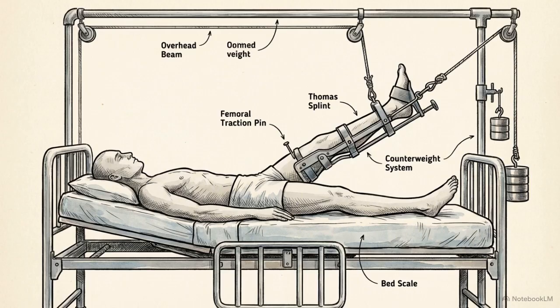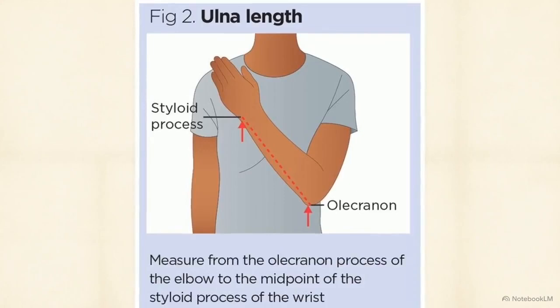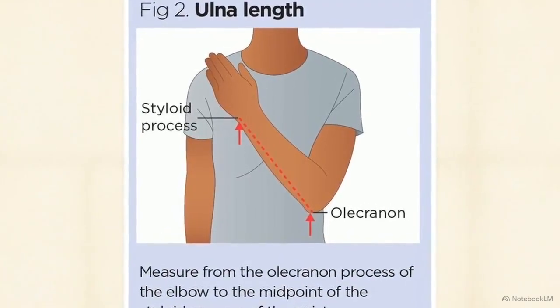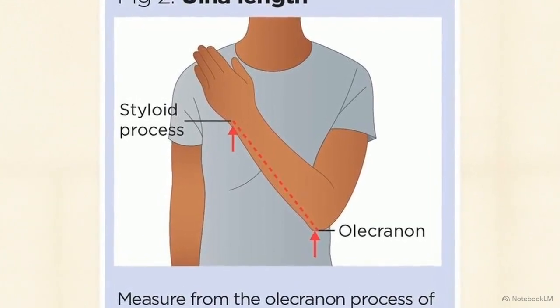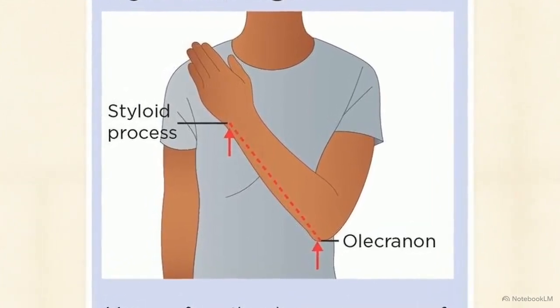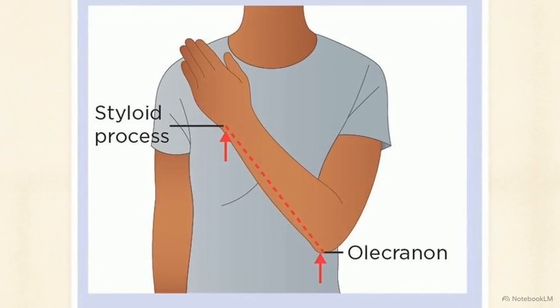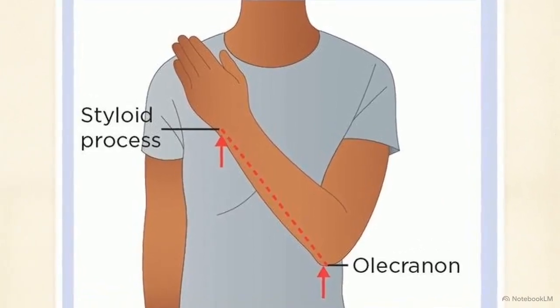A patient may present with severe traumatic injury, advanced age-related skeletal issues, or profound physical disability. This diagram demonstrates the clinical proxy used in those scenarios, the ulna length measurement. The arm is positioned at a 90-degree angle across the chest, measured from the olecranon process at the elbow to the styloid process at the wrist.